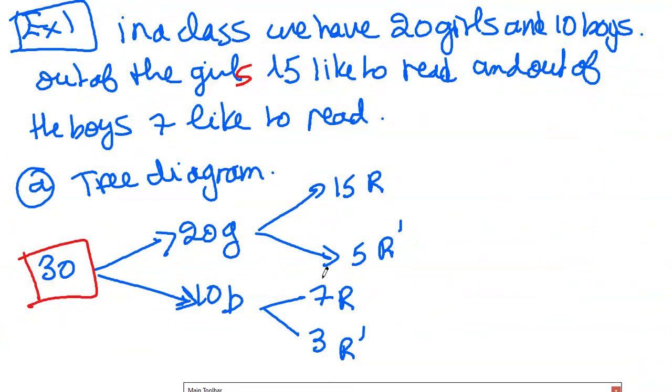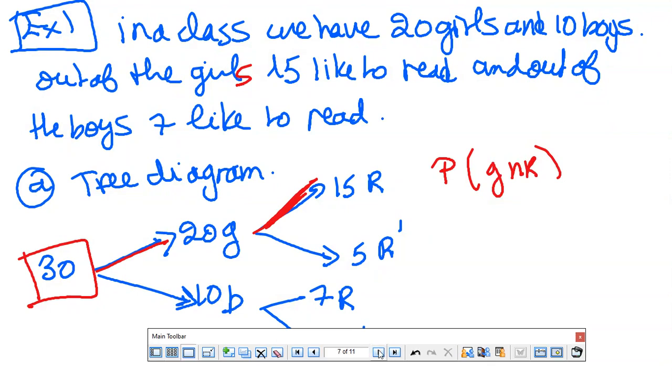When it's not conditional probability, I'm standing here. What is the question? I need a girl, so from the 30, I'm moving here. And then I want this girl to read, so I'm going here. So this is my road for the intersection. This is the road for P of G intersection R. So I need to choose 15 from 30.